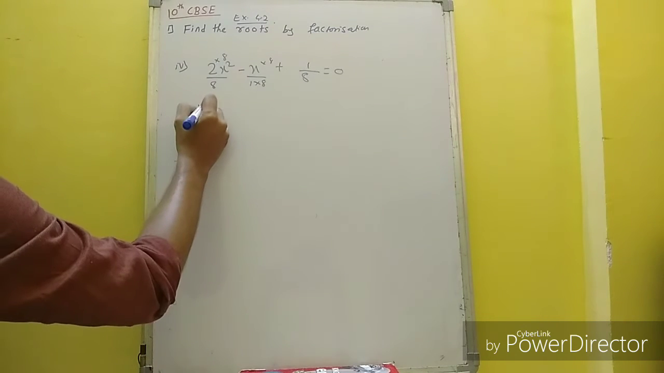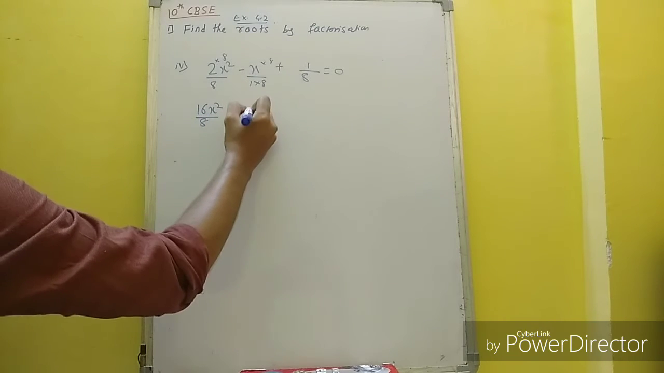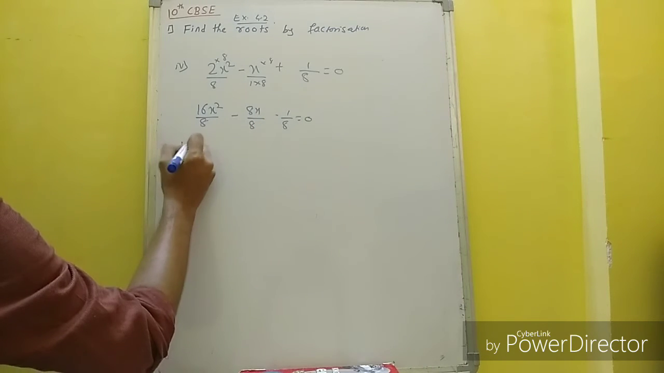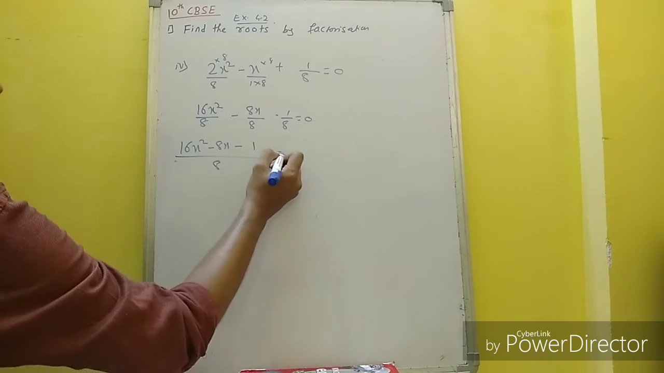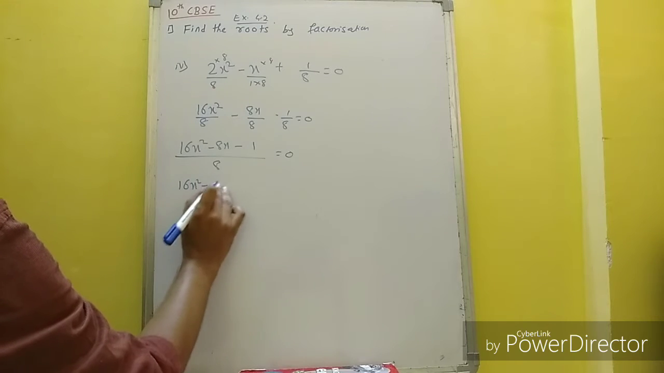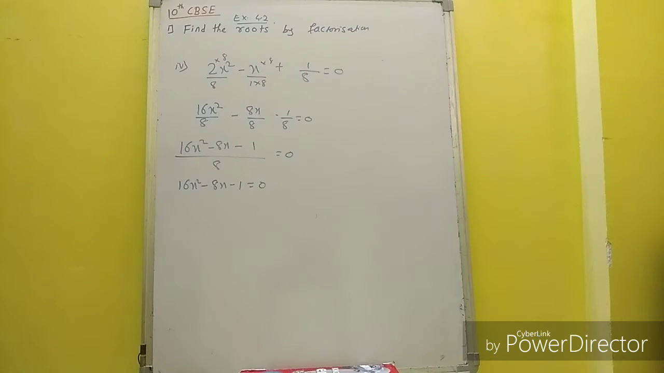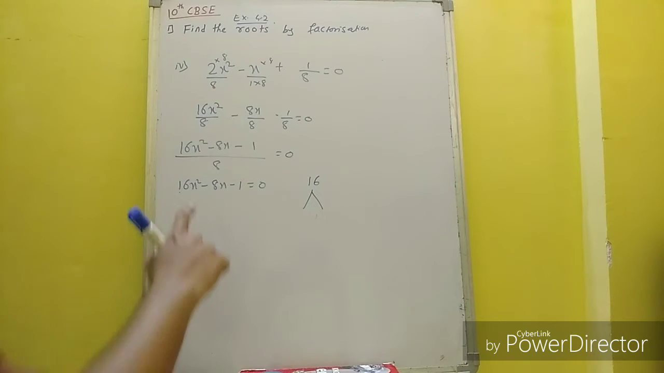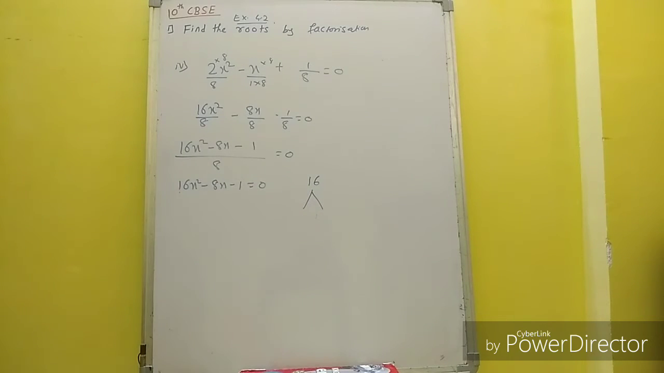So it will be 16x square upon 8 minus 8x upon 8 minus 1 upon 8 is equal to 0. So 16x square minus 8x minus 1 upon 8 is equal to 0. So 16x square minus 8x minus 1 is equal to 0. Okay. So 16 ones are 16. We need to split 16 in such a way that in subtraction I should get 8.